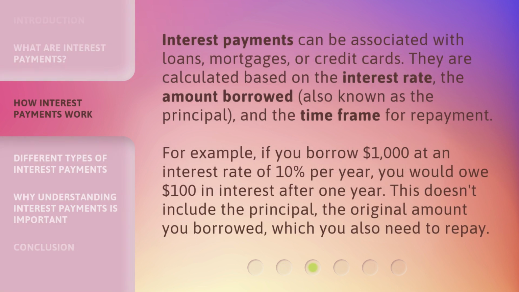Interest payments can be associated with loans, mortgages, or credit cards. They are calculated based on the interest rate, the amount borrowed, also known as the principal, and the time frame for repayment. For example, if you borrow $1,000 at an interest rate of 10% per year, you would owe $100 in interest after 1 year. This doesn't include the principal, the original amount you borrowed, which you also need to repay.